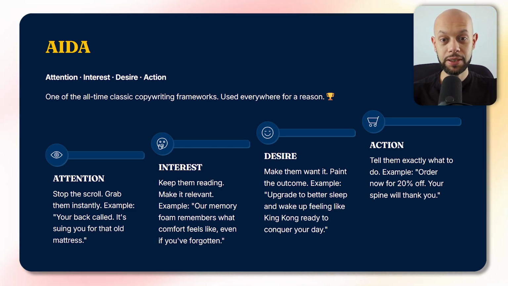Then we try to build desire and make them really want it by painting the outcome. As an example here, "Upgrade to better sleep and wake up feeling like King Kong, ready to conquer the day." And for the action, you basically tell them exactly what to do. As an example, "Order now for 20% off. Your spine will thank you."